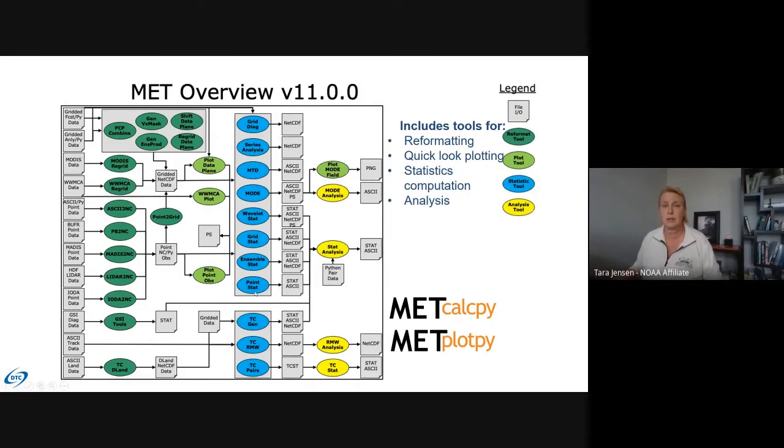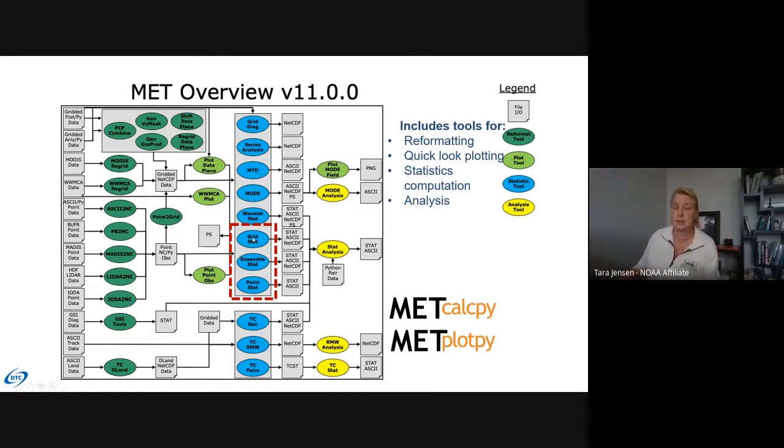In green are the reformatting tools. In the lighter green are things that are used for quick look plotting, so you can just make sure that your data is being read into METplus properly. And then the blue stack are the statistics tools, and the yellow stack are analysis tools. So where we're at right now is at the core of MET, with the tools that compute traditional statistics and also some neighborhood methods and so forth.